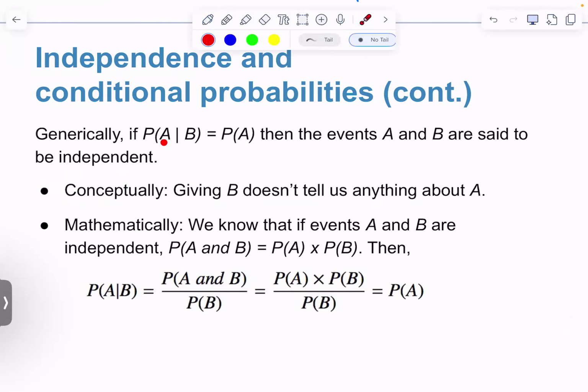As we introduced last day, if the probability of A given B is just the probability of A, it doesn't care about B happening. Then the events A and B are said to be independent. Knowing B doesn't tell us anything about A, and there are lots of things that are independent. Knowing that I drew an ace doesn't affect the probability of rolling a 6. They're independent of each other.